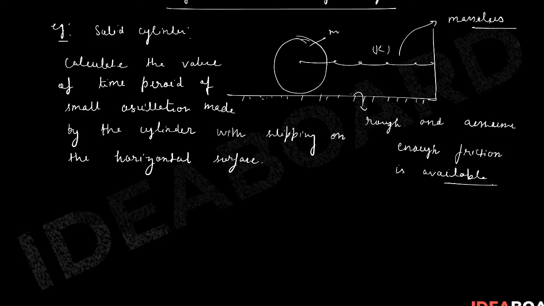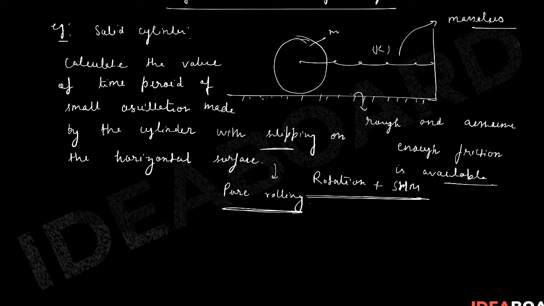So basically, rotation plus SHM is involved, right? Because here I said that there is no slipping, means this is the case of pure rolling. So here we have actually two ways to solve this question. One is our traditional way of rotation, so that we can apply that way, and we can find out the answer. And another way is regarding angular SHM we can apply. So let us do both methods.